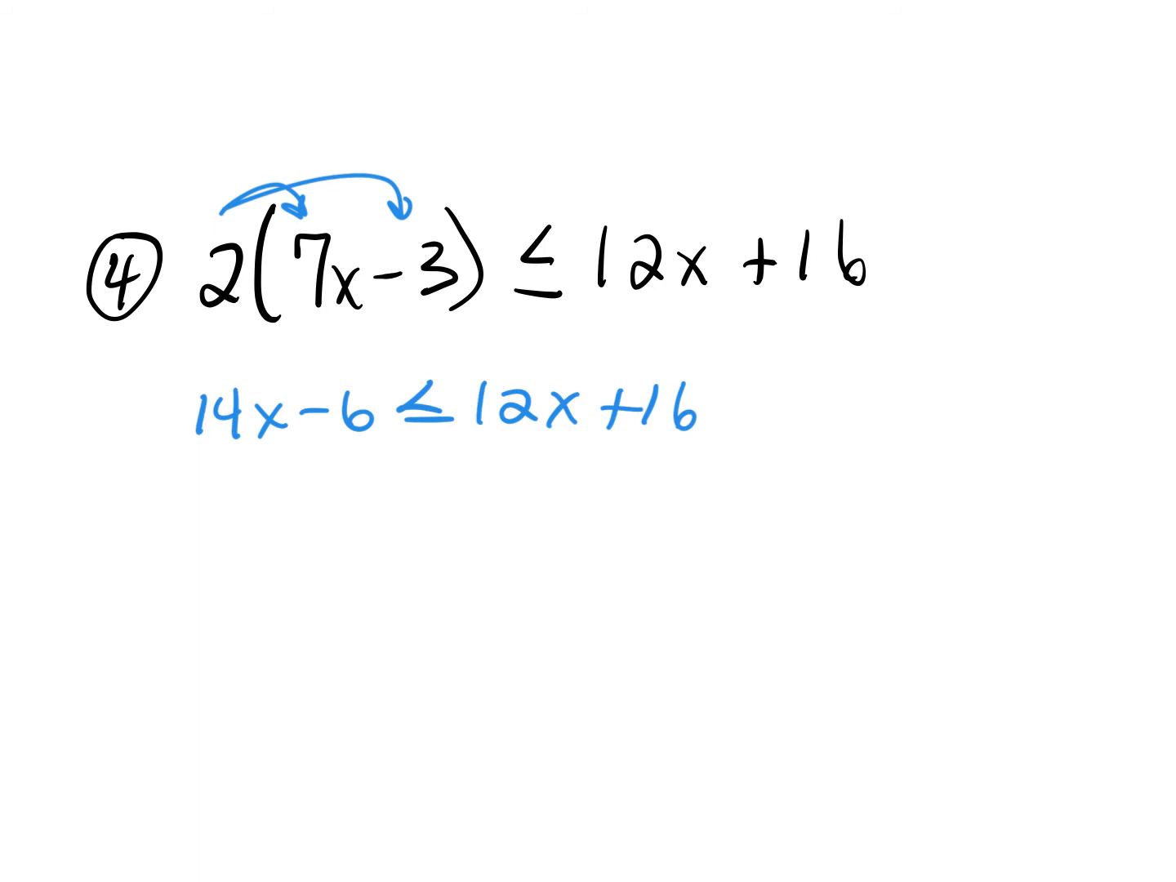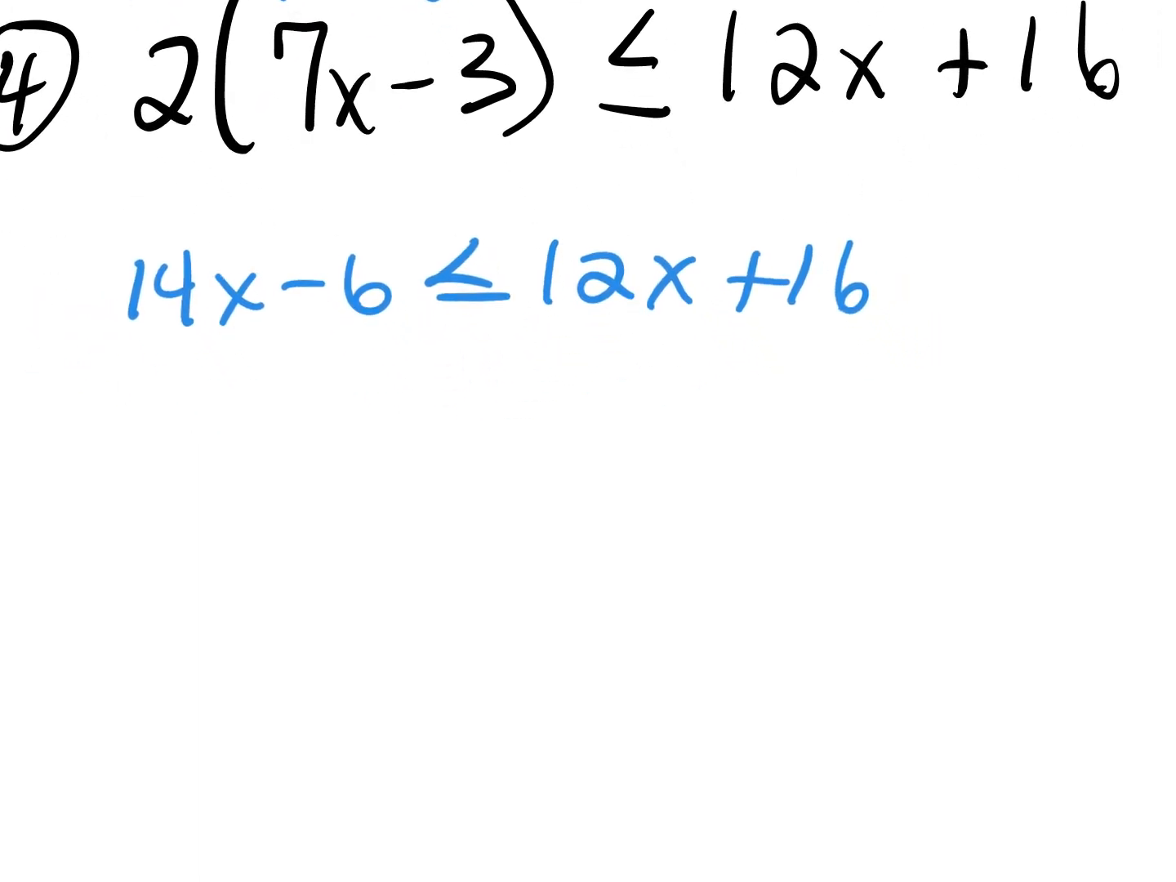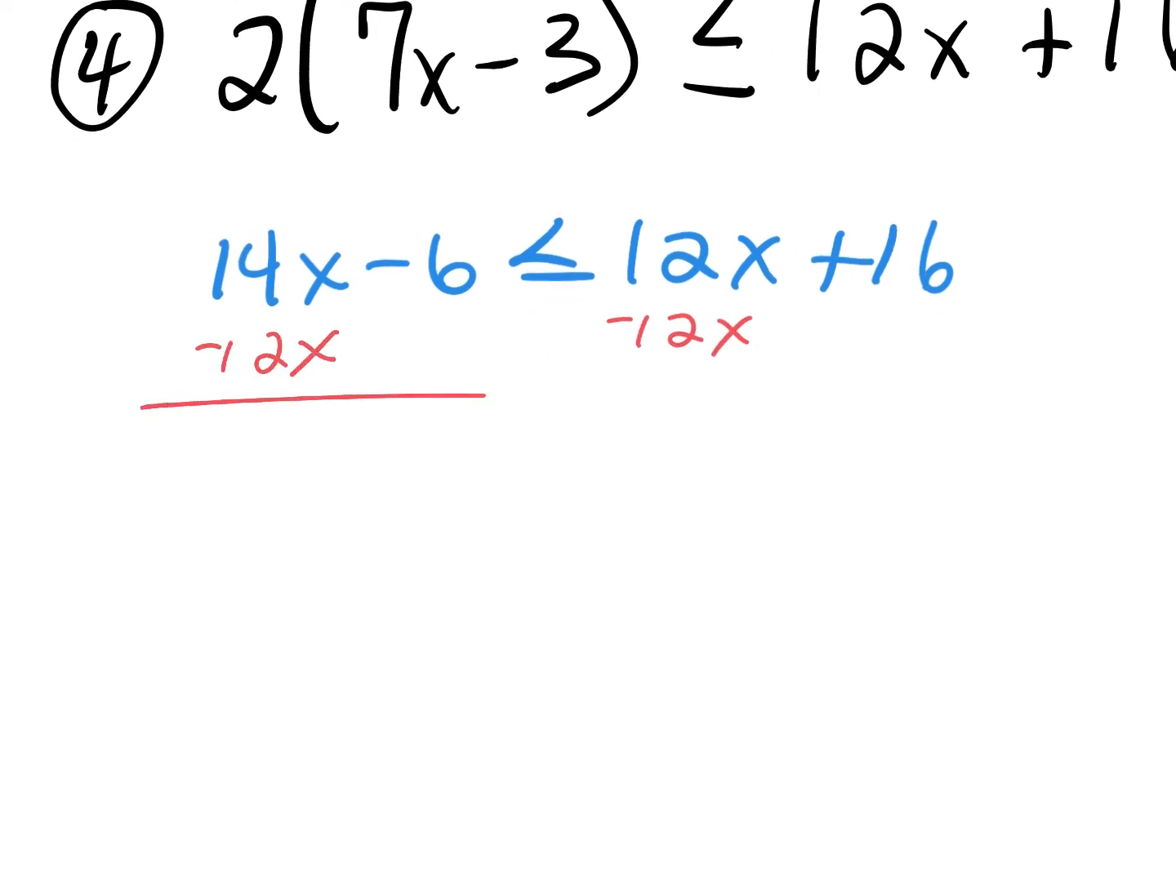Now, learn something from what we just did. Where do we like to have all of our x's? On the left. Even if it makes it negative, that's okay. Just move it to the left, and then if you divide by a negative, you flip the sign. But let's move our x's to the left-hand side. So I'm going to subtract 12x from both sides. Agreed? So 14 minus 12 is 2x, minus 6 is less than 16.